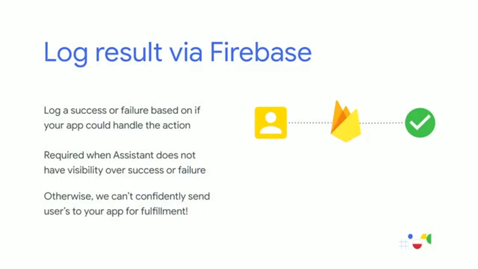Okay, the first one is logging a result via Firebase. So what is this? Well, as Google Assistant loses visibility of what happens after the user is taken over to your Android application, we ask that you send us a simple success or failure signal so that we know if the user was successful in completing that app action. Why do we need this? It's so we can be confident in continuing to send users over to your Android application. Because without this, we wouldn't know if the user is having a good experience or not.